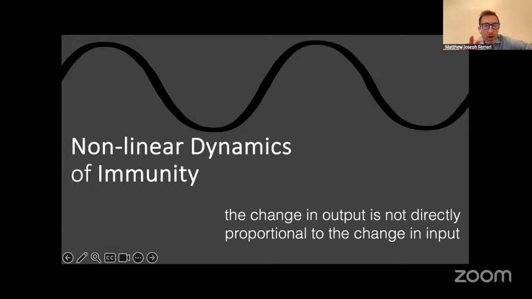So first, when I say nonlinear here, I mean that the change in a dynamical system is not directly proportional to the change in the input. That's the definition of nonlinear that I use, and in particular, it depends on the current state of the system. So a 10% increase in measles cases when they're rare is very different than a 10% change in cases when they're common.